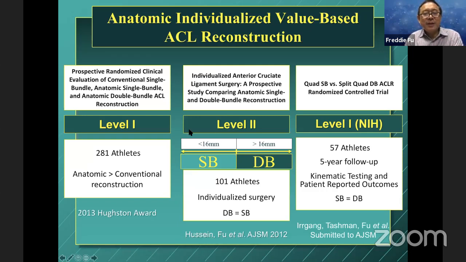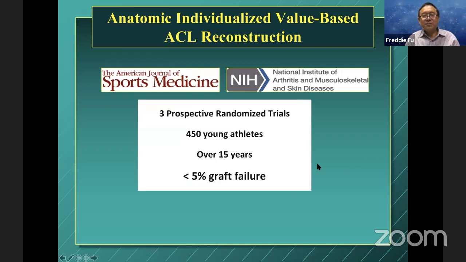Now we published some important articles. Level 1, level 2, level 1. 15 years, almost 400 patients with very good results. This is a $3.5 million NIH funded study too. So essentially, a prospective randomized study, 450 young athletes over 15 years, less than 5% graft failures, and very good result.